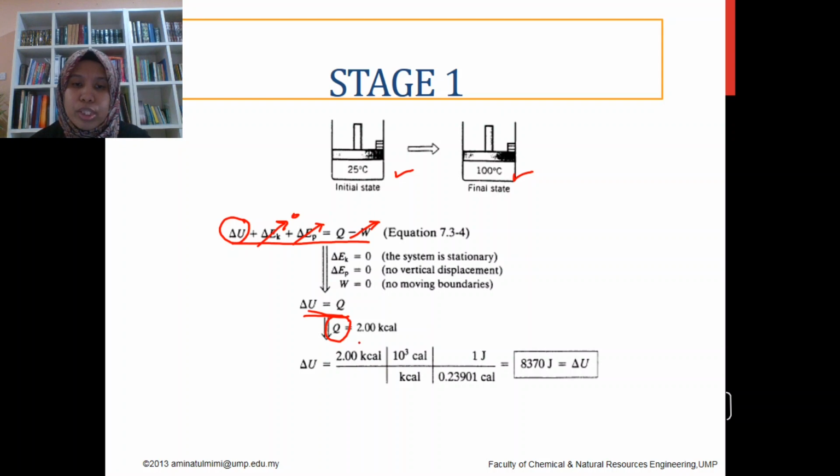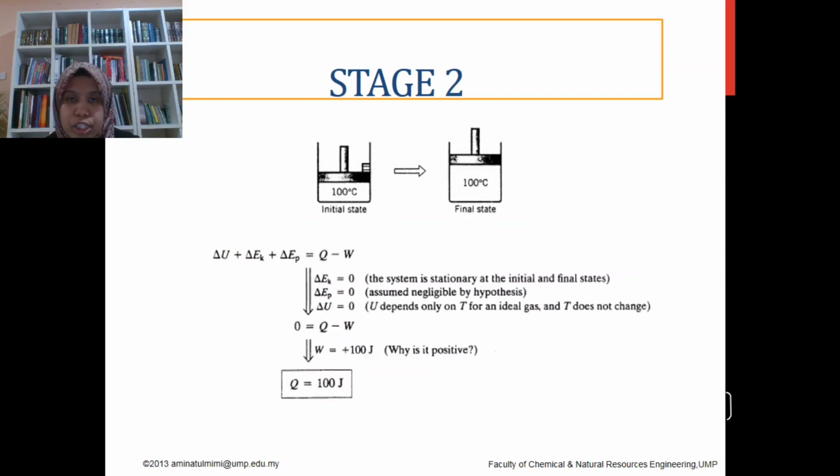So we know Q is 2 kilocalorie. So finally we can determine the internal energy, which is equal to 2 kilocalorie. This part is just for the unit conversion, for you to obtain the unit of joule. So at the first stage, the internal energy is 8,370 joule. This is for the first stage of energy balance.